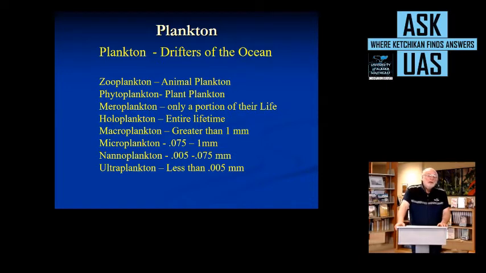We can't even see them with a microscope in some cases. Some are bacteria, viruses. Sometimes it takes an electron microscope to see some of these smaller things, but viruses, for example, in the marine environment are considered plankton that exist in there. And those are less than 0.005 millimeters. Nanoplankton are classified as 0.05 to 0.075. And I think there's probably a dozen more categories that they lump plankton in.